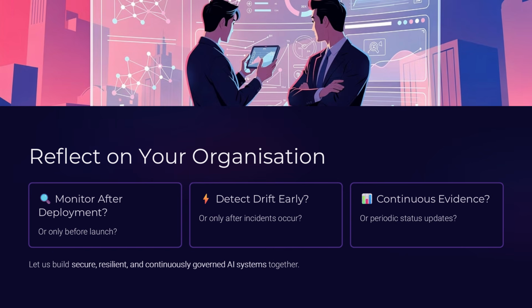Now that you understand why continuous monitoring and drift detection are essential for secure artificial intelligence systems, reflect on your organization. Do you monitor model behavior after deployment or only before launch? Do you detect drift and anomalies early or only after incidents occur? Do leaders receive continuous assurance evidence or periodic status updates?